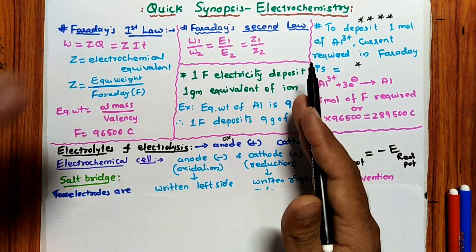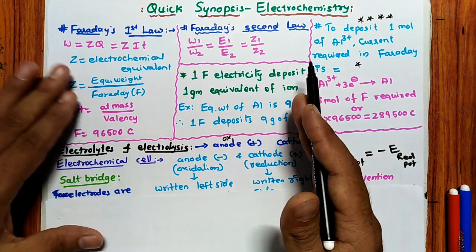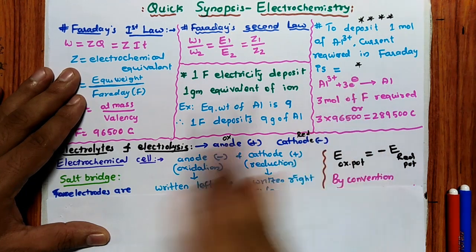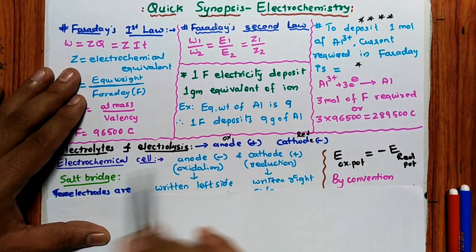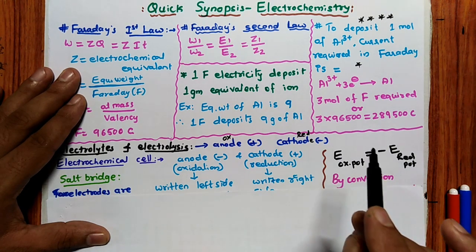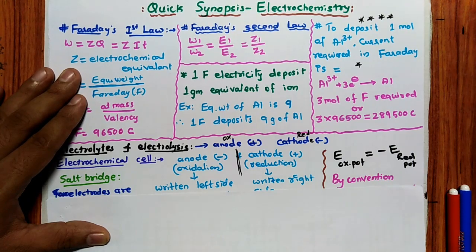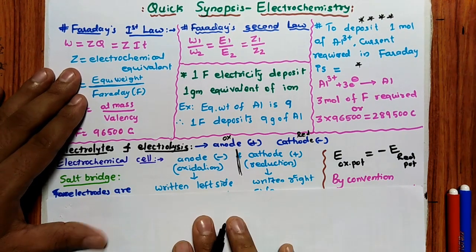Imagine a galvanic cell where zinc is on the left side and copper is on the right side. So we write Zn | Zn2+ || Cu2+ | Cu. That is the cell representation, and in between you write the salt bridge, the double line. So what is that salt bridge?